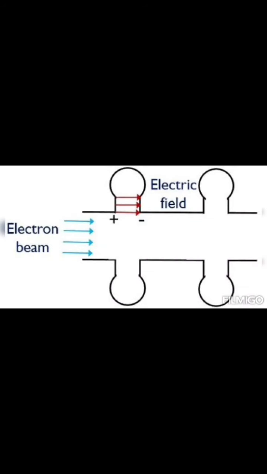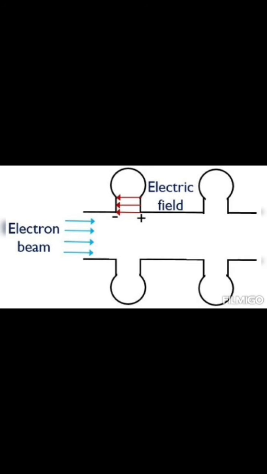Due to change in the phase of input signal, the direction of the electromagnetic field is also changed, and this causes acceleration and deceleration of electrons in the drift space.